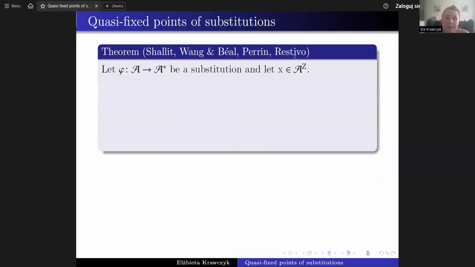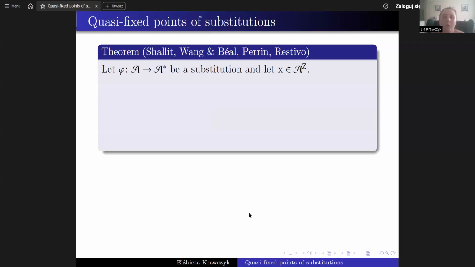Okay, and the name quasi-fixed point. These quasi-fixed points have been around for a long time. They have been studied by Shalit and Wang in an older paper. There's also a section in a book of Shalit and Alush about them. And more recently, they were studied explicitly in the paper of Béal, Perrin, and Restivo, and they came up with the name quasi-fixed point. Their definition was slightly different, so I'll tell you about it in a moment.